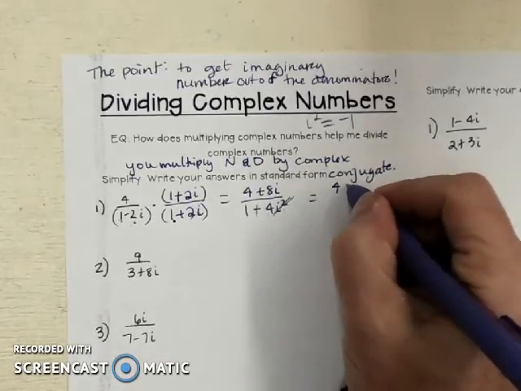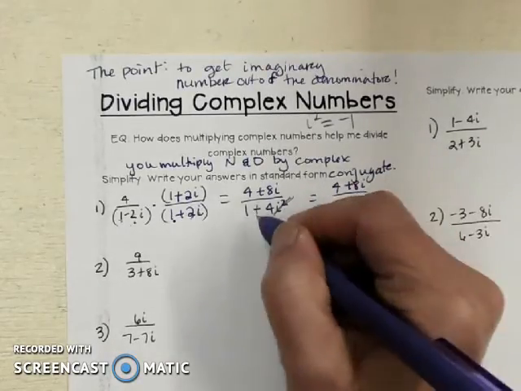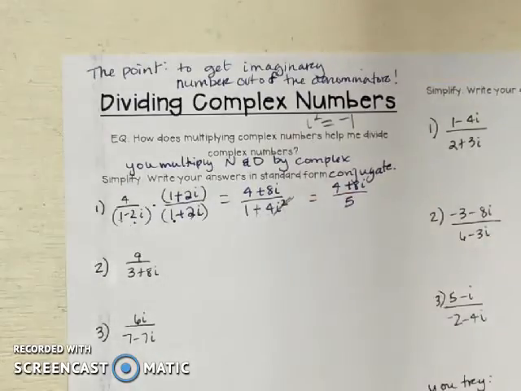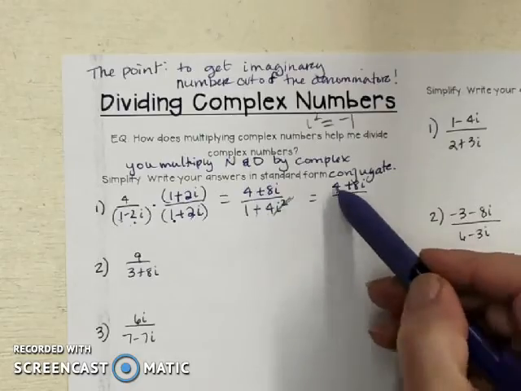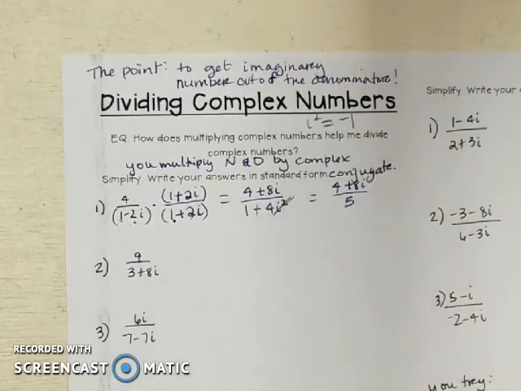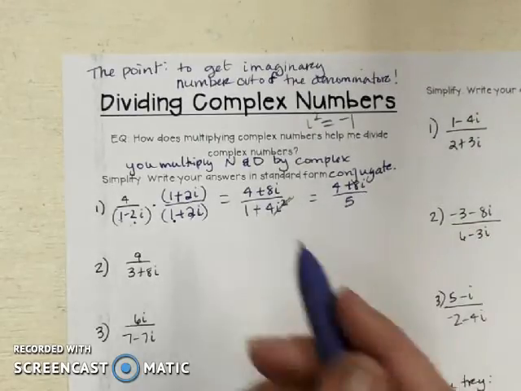I've got 4 plus 8i over 1 plus 4, which is 5. You want to check these numbers and see if they all have anything in common. If they do, you may be able to simplify out by a factor of, maybe they all have 2 in common, or maybe they all have a 4 in common. So you're just going to check and see if that's the case.